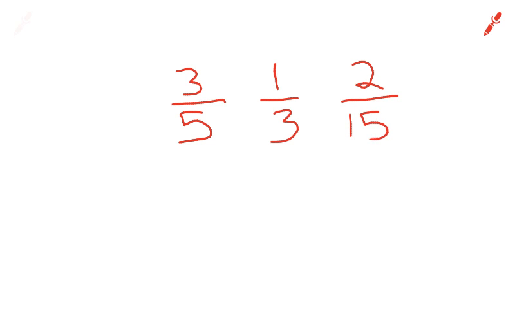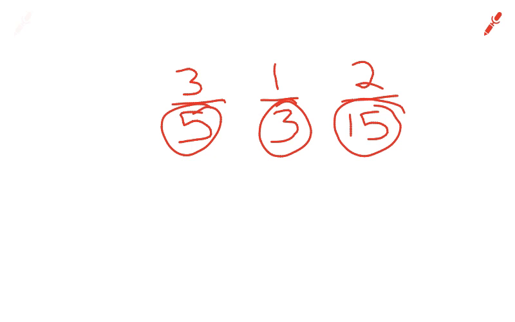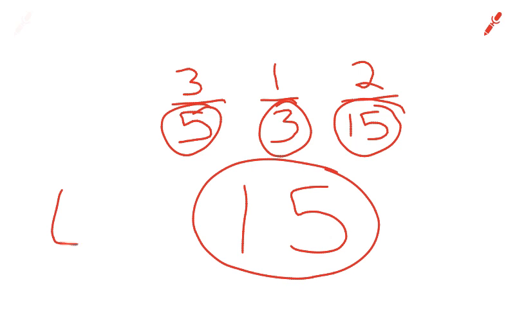B, we have 3 over 5, 1 over 3, and 2 over 15. What's the lowest number that all 3 of these go into? 15. 15 is your answer. That is your LCD, your lowest common denominator.